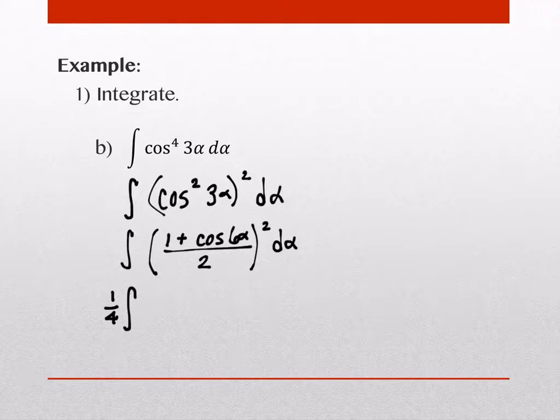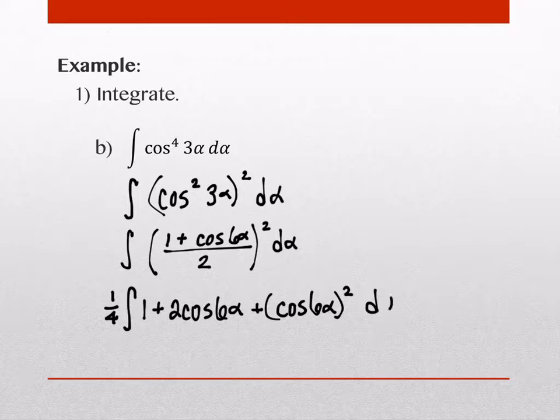Okay, does everybody see where the 1/4 came from? Yeah, squaring the bottom. Okay, good. If I multiply this out, I'm not going to actually write out the multiplication, but it would be foiling, correct? So I'm going to have 1 plus 2 cosine of 6 alpha plus cosine squared of 6 alpha d alpha. Is that okay?